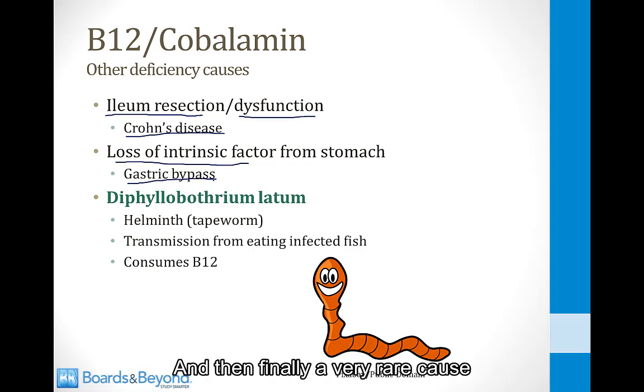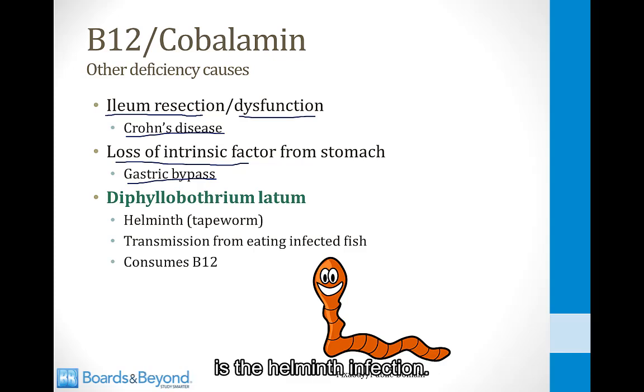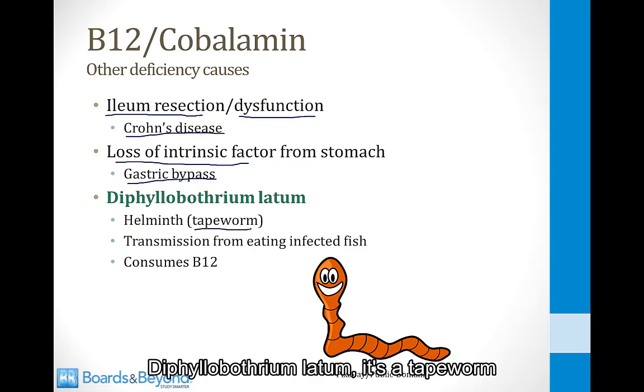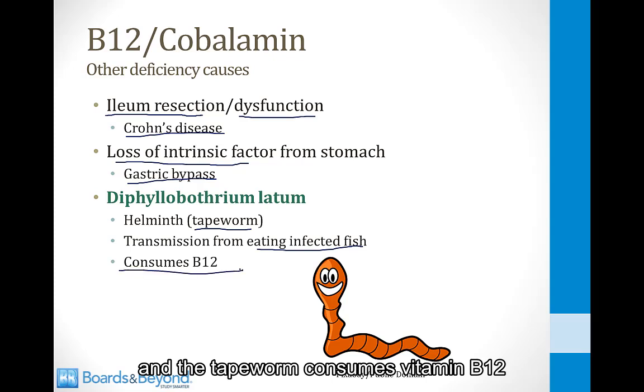And then finally, a very rare cause that they like to ask you about on Step 1 is the helminth infection, Diphyllobothrium latum. It's a tapeworm, and you get this tapeworm from eating infected fish, and the tapeworm consumes vitamin B12, and it can make you deficient in vitamin B12.